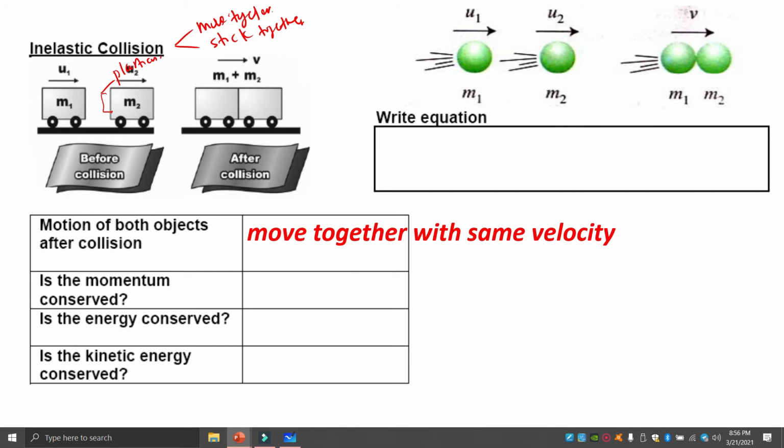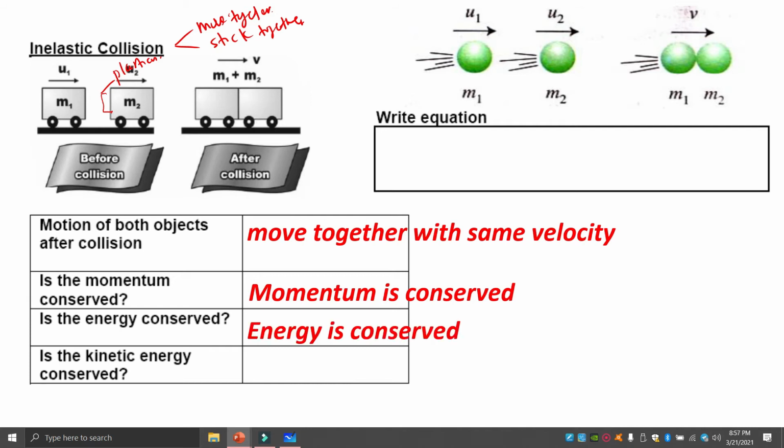When it collides, it becomes like this. It collides and then it sticks together. Now of course it only becomes one object here, so it moves with the same velocity. So is the momentum conserved? Yes, the momentum is conserved. Whether elastic or inelastic, the momentum will be conserved.